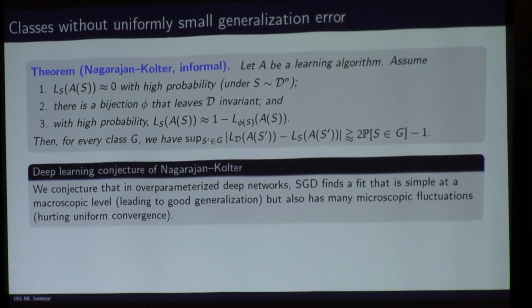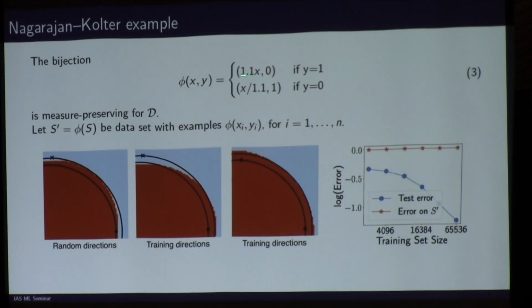So S, the distribution, is just on X or also on the label Y? Both. Oh, so then I missed it. So what was this bijection that left both invariant? Can you show it? Yeah. It's this one right here. So I hand you a data point and a label. I flip the label, and I expand or contract the vector. It would change this data point to one on the outside curve.